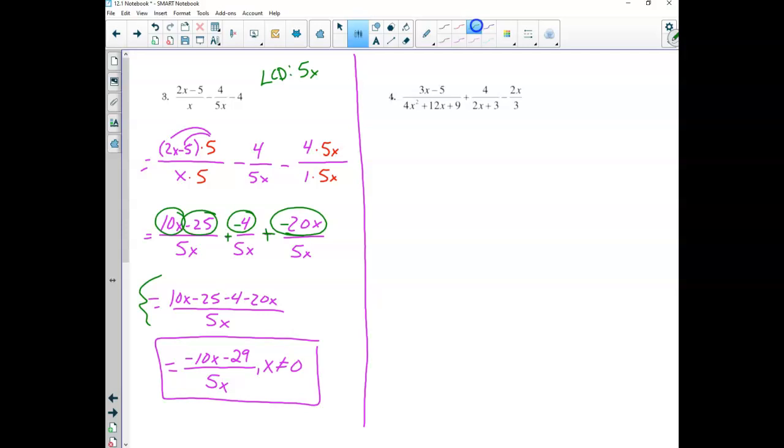So give the last one a try, the last one's a beast. If you can handle number 4, you can handle them all.